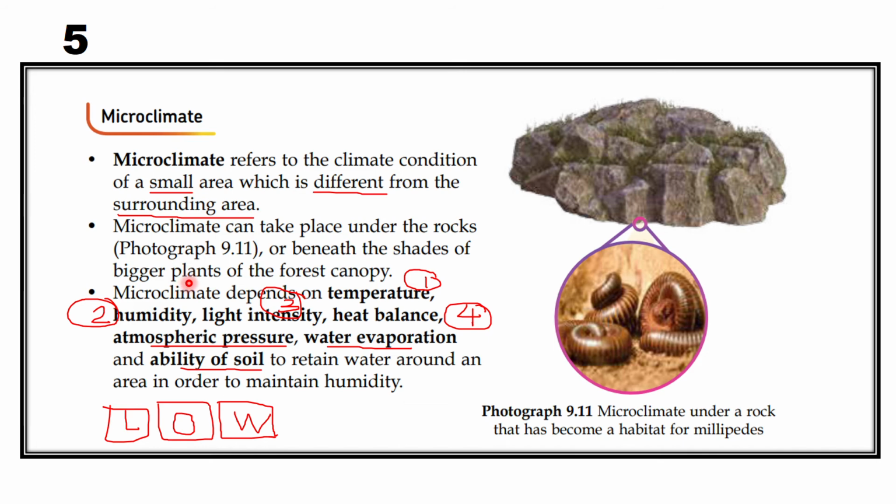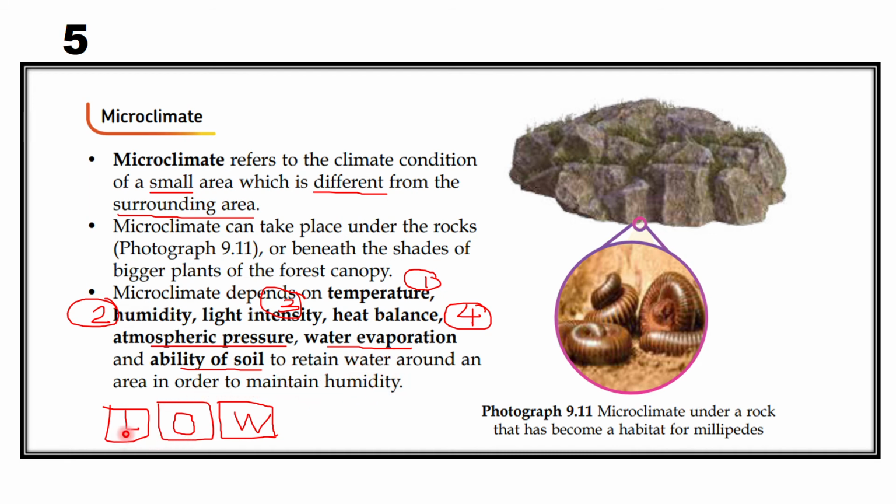Okay, yang kita lihat tadi, kawasan teduh ataupun canopy of the forest just now that we have seen in the previous slides. So this microclimate depends on, look at here, I've put there temperature, humidity, light intensity, heat balance, atmospheric pressure, water evaporation, and also ability of the soil to retain water. So that means dia boleh kumpul air around an area to maintain dia punya kelembapan.